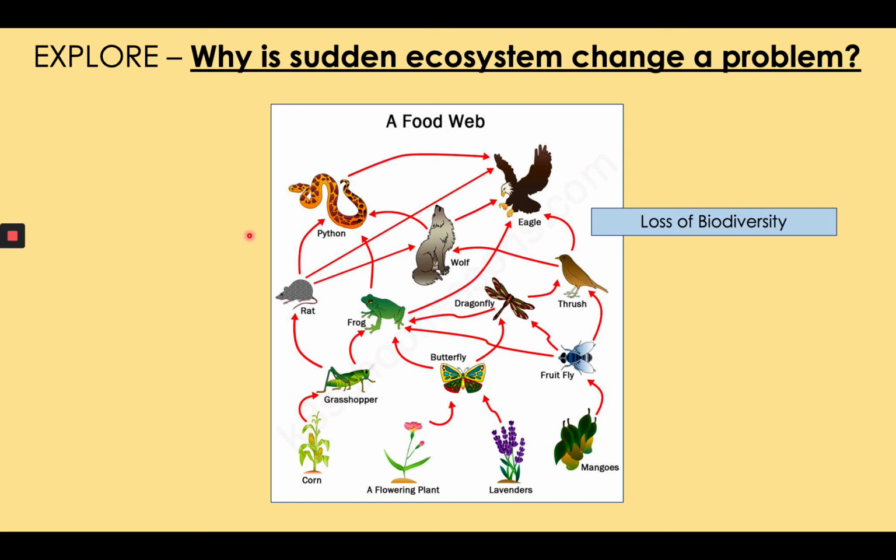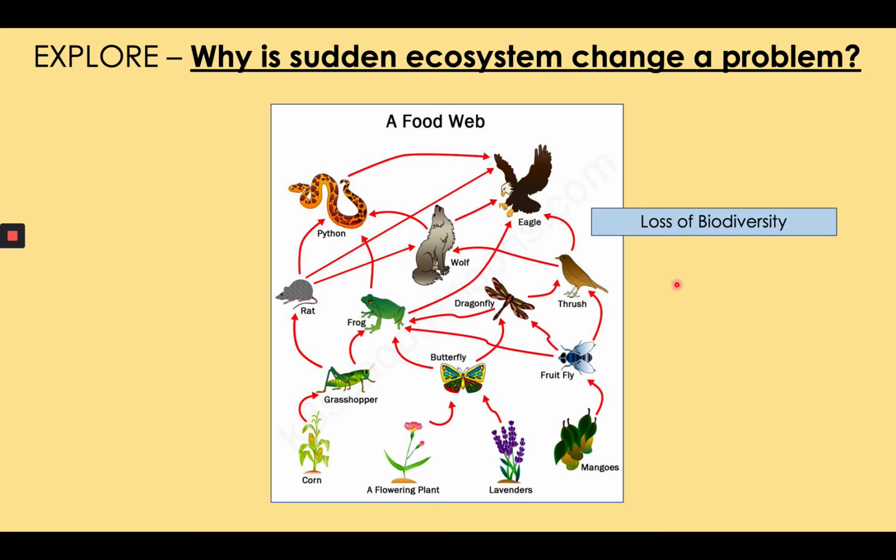So, if you take away one or more of these species, suddenly you lead to a loss of biodiversity because the balanced population of each organism in a food web is dependent on the other organisms. If you remove the eagle, then suddenly the population of pythons and wolves and thrushes and frogs explodes because they don't have as many predators, leading to a loss of primary consumers, leading to a loss of producers. That means that the number of different species in the ecosystem has decreased significantly. Loss of biodiversity. That is why sudden change is a problem.